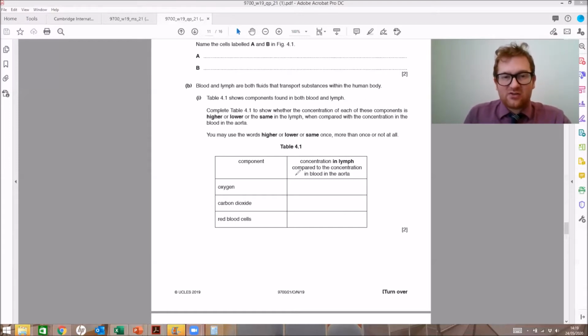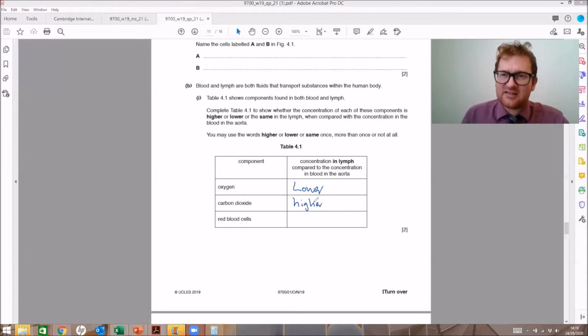So for oxygen, the aorta would obviously have a very high concentration of oxygen, but it says concentration in the lymph compared to the concentration in the blood of the aorta. So although the aorta has a high concentration of oxygen, the lymph would have a lower concentration of oxygen than the aorta. Now, carbon dioxide, remember, the aorta would contain oxygenated blood, and the lymph would contain the waste substances that have been released through respiration of the cells. So it will have a higher concentration of carbon dioxide in the lymph than the aorta.